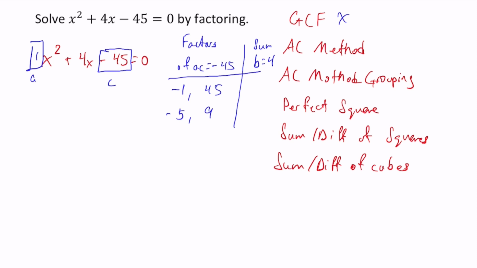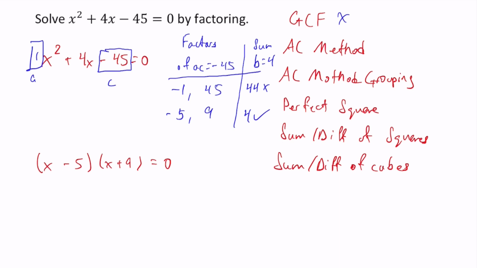Well, let's check the sum. Negative 1 plus 45 clearly gives us 44. So that doesn't work. But negative 5 plus 9 gives us a positive 4, and that works. So the negative 5 and the 9 are the factor pair that we're going to use. So our x squared plus 4x minus 45 will simplify to the following binomials. It'll be x minus 5 and x plus 9.